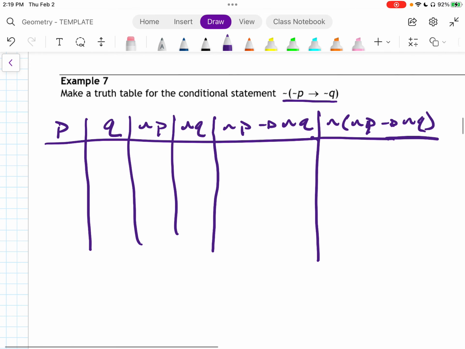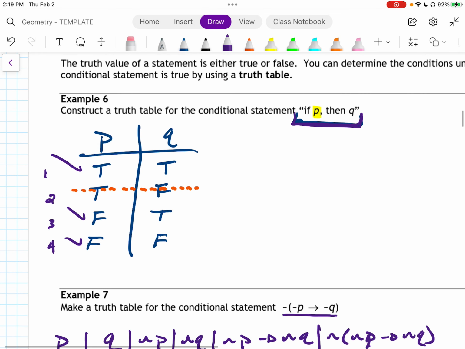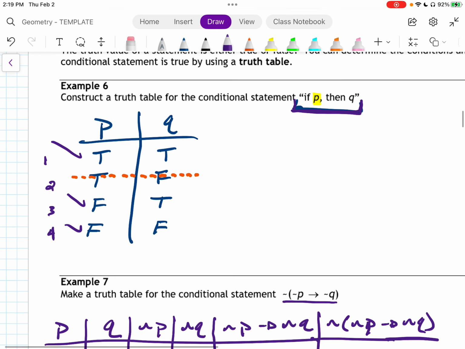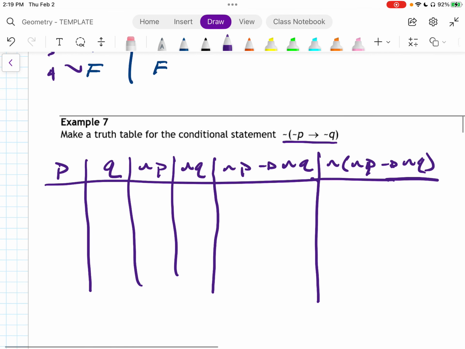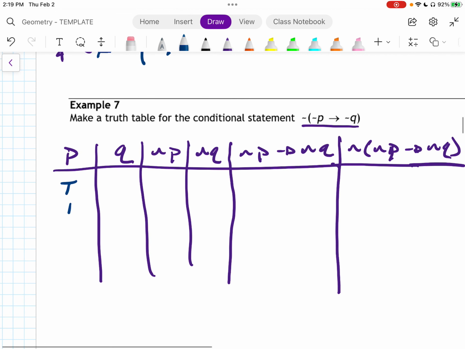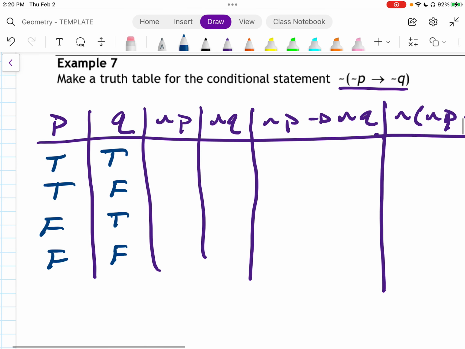All right. Now, our first two columns there are the same as the columns up here. These are the only four examples that we could have with a singular if P, then Q. So we'll have true, true, false, false, true, false, true, false. All right, those are all of our scenarios. Now, looking at each column, not P is just the opposite of what P had. So this will be false, false, true, true. And then next up, we have the opposite of Q. So this will be false, true, false, true.